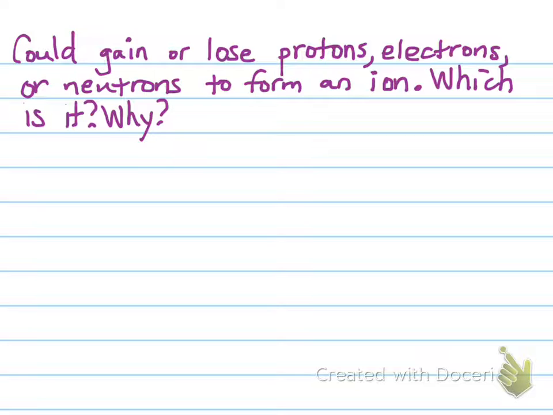So to form an ion, we could gain or lose protons. We could gain or lose electrons. We could gain or lose neutrons. All three of those particles are inside of an atom. So which one is it that we gain or lose, and why? I want you to think about that for a couple minutes and really come up with a reason why and what you think it is before you continue to listen to the video.